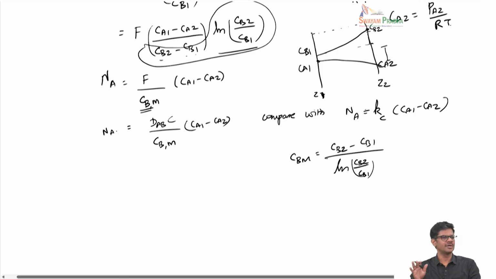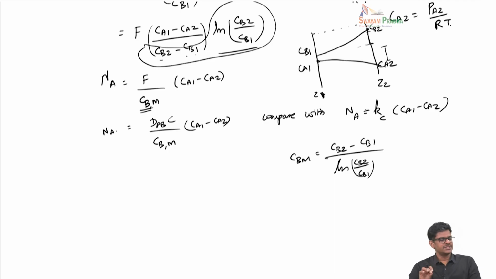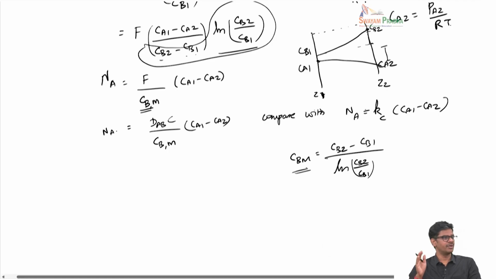Everything is related to component B. Even though we are interested in the mass transfer rate with respect to A diffusing, B's concentration is also changing, but we don't want to account for its change, so we want to normalize its change into one single factor, which we call the logarithmic mean concentration difference for component B.